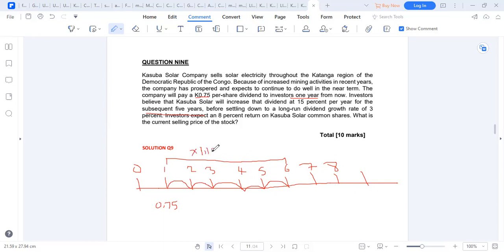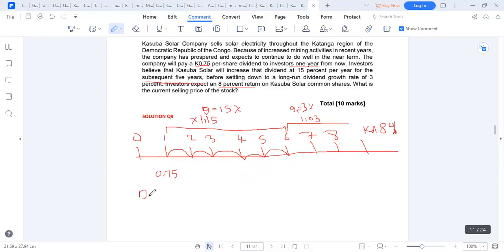Remember my shortcut? Very helpful, because our growth rate here will be 15%. Thereafter, it will drop to 3%, so we multiply by 1.03, because our growth rate for phase 2 is 3%. Are we together? Then we are also told that the market rate is 8%. So the KD is 8%.